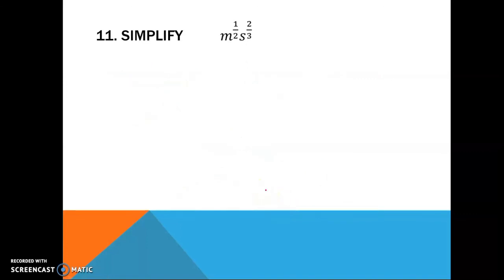Next, number 11. So, again, kunin natin yung similar fraction ni 1/2 and 2/3. So, si 1/2 is equal to ganito, and then 2/3 is equal to yan. Okay, ano yung denominator natin? Kunin yung LCD ni 2 and 3, which is 6. So, 6 divided by 2 is 3. 3 times 1, 3. 6 divided by 3 is 2. 2 times 2, 4. So, we can write this expression as m raised to 3 over 6, and then s raised to 4 over 6.